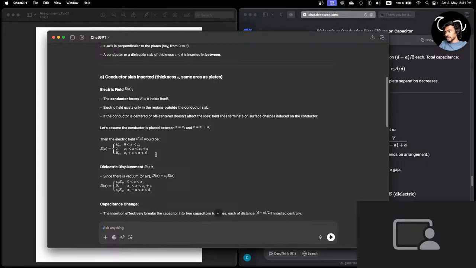Then the electric field would be E0 if x is more than 0 and less than x1, and 0 if the value of x is between x1 and x1 plus a. That would be the conductor. And again E0 for the rest. So x is the variable.